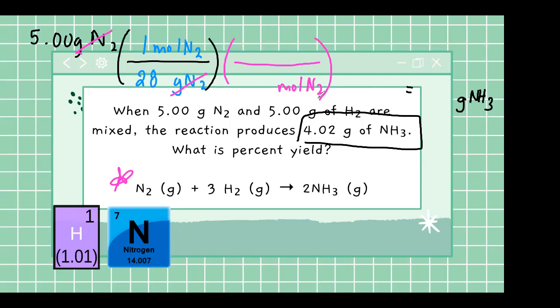So for moles of N2, we look back in this chemical equation, and we know that there's 1 mole of N2 per 2 moles of NH3, and that 1 and 2 is just from the coefficient of the element or molecule. Okay, so now that we have moles of NH3, we can convert to grams of NH3, right?